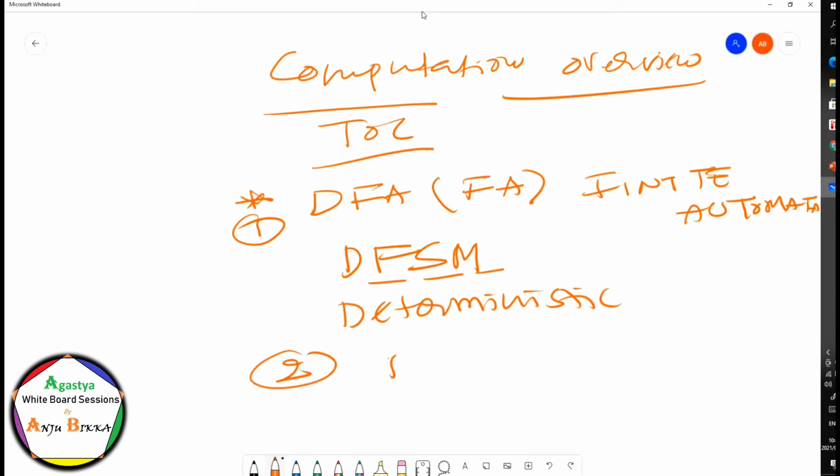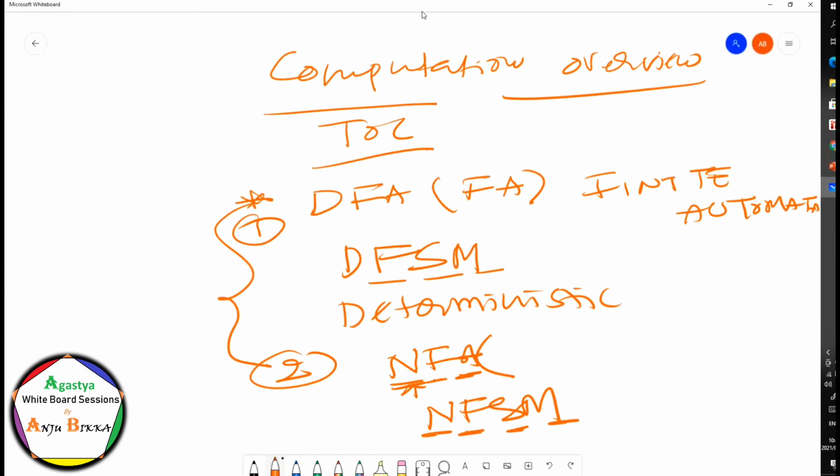Then we are going to start NFA, non-deterministic finite automata, also called NFSM, non-deterministic finite state machines. This is what we are going to discuss in more detail in chapter 1.